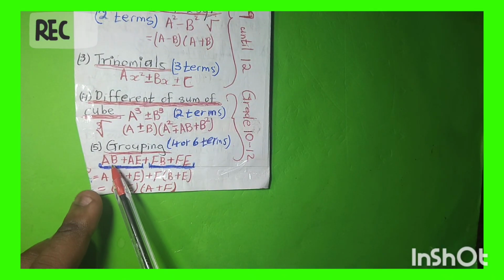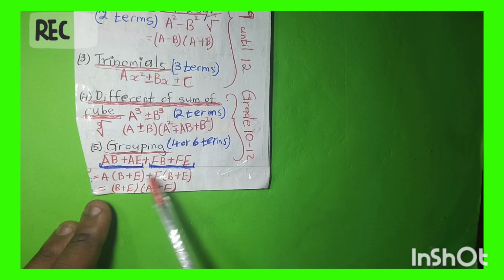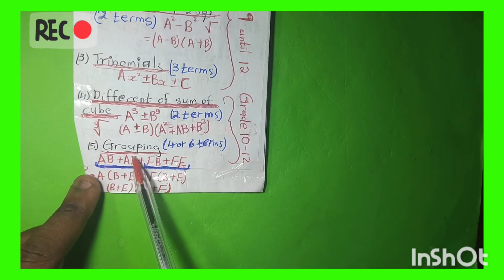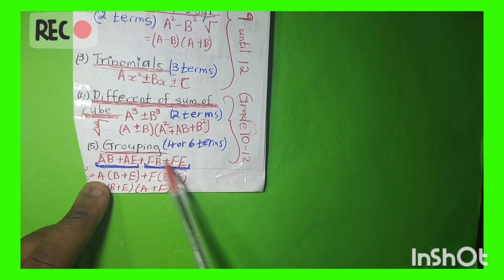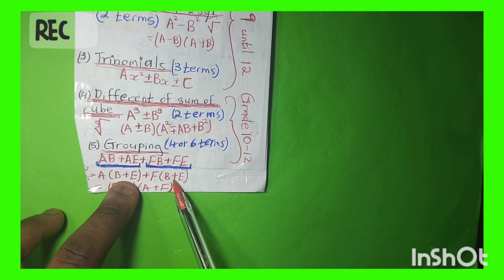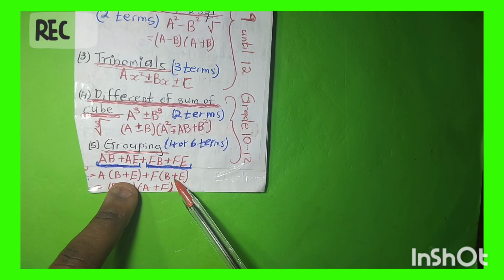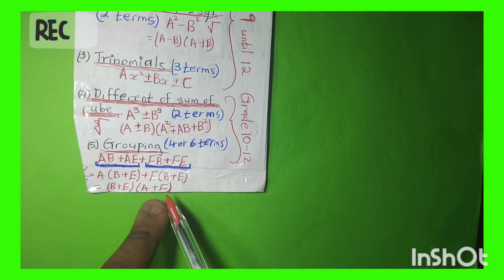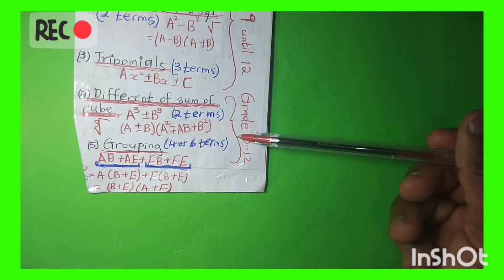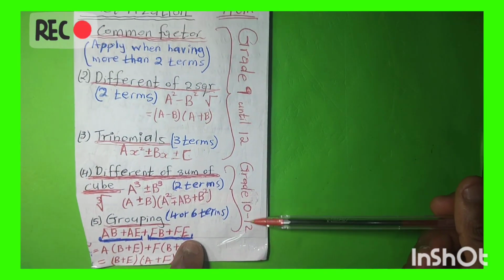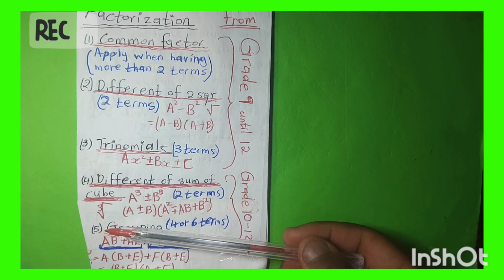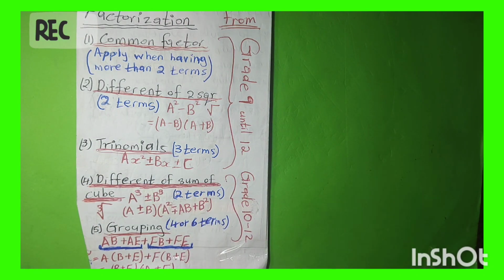Here we have 4 terms: 1, 2, 3, 4. That means I can group these two together and those two together. I take the common factor for this one, which is A, and even here I take the common factor, which is F, so that you will still have a common factor. Then you take that common factor out, and this is what you will have. So difference and sum of cubes and grouping, you start to do them in grade 10 until grade 12. But it's better to know all of them, from number 1 until number 5. We've got 5 types of factorizing.